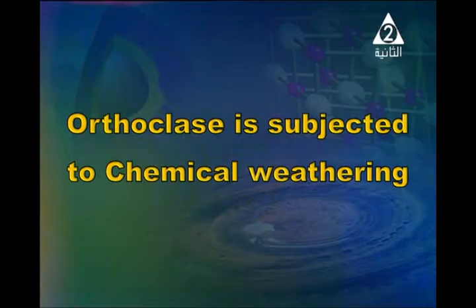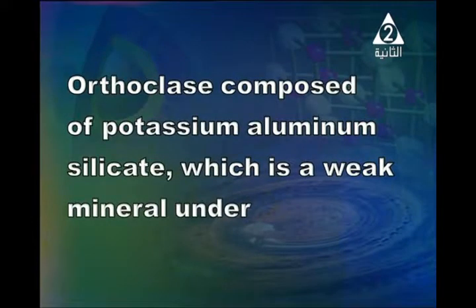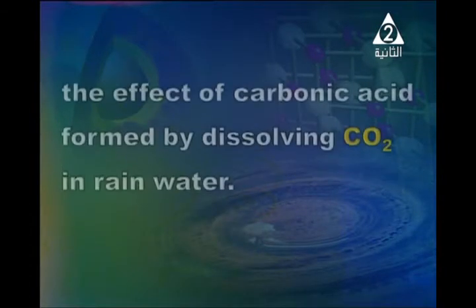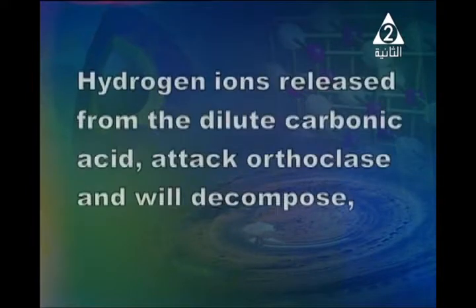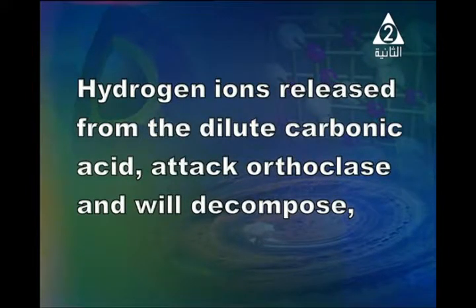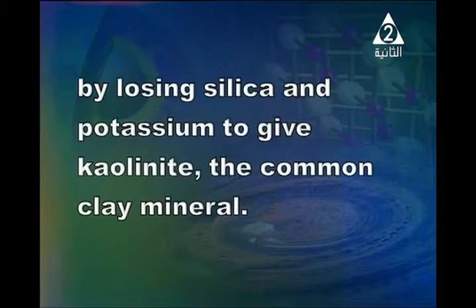What happens if orthoclase is subjected to chemical weathering? As you know, my dear students, orthoclase is composed of potassium aluminum silicate, which is a weak mineral under the effect of carbonic acid formed by dissolving carbon dioxide in rainwater. Hydrogen ions released from the dilute carbonic acid attack orthoclase and decompose it by losing silica and potassium to give kaolinite, the common clay mineral.